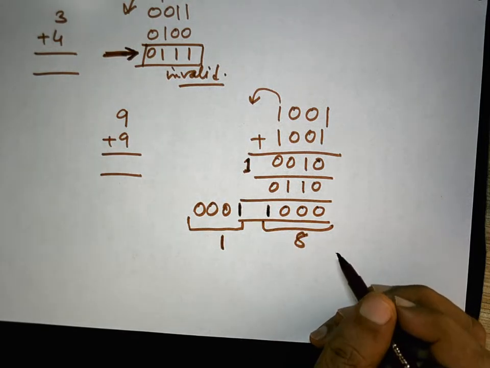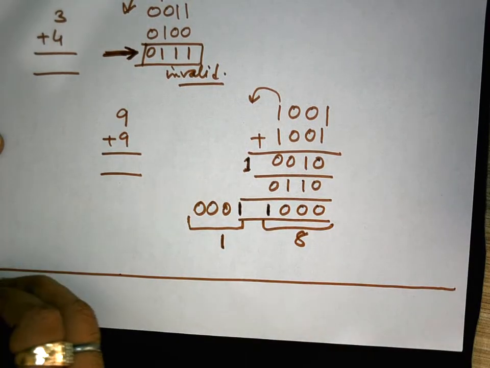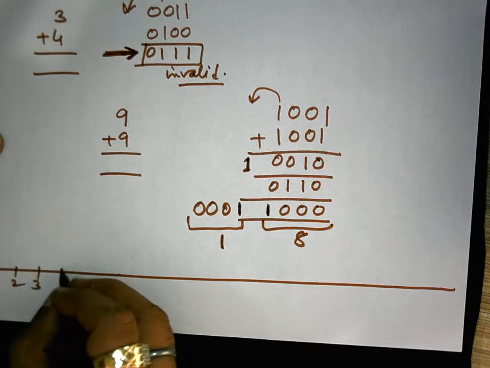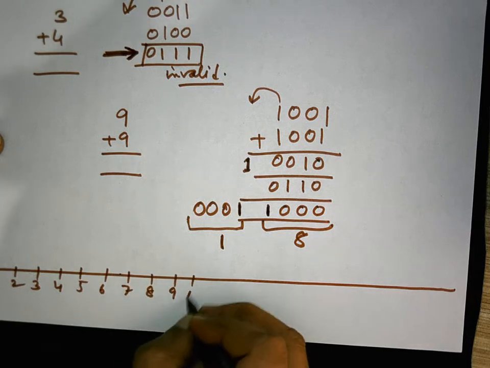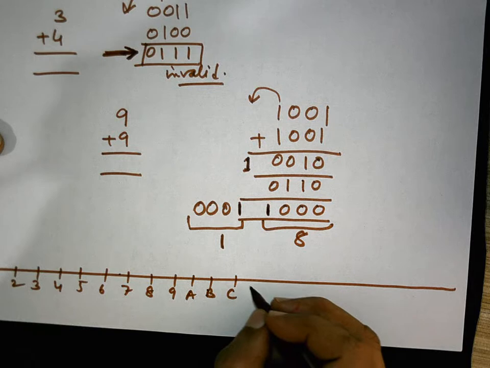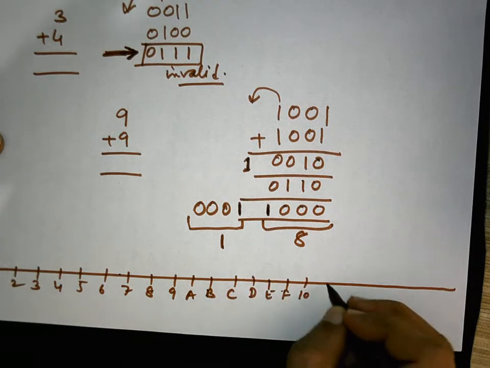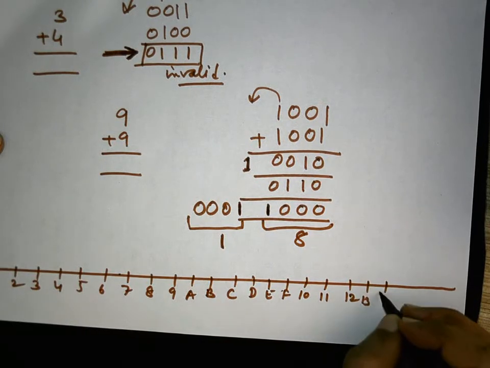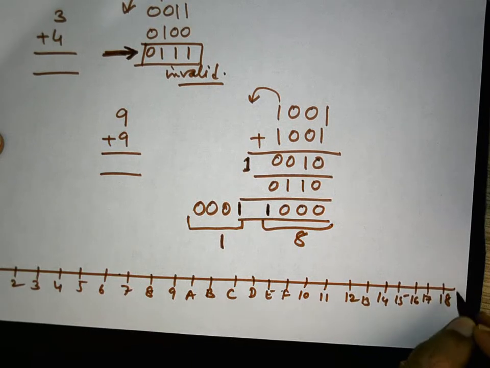So how did it all happen inside this calculator? If we see on the number line: 0, 1, 2, 3, 4, 5, 6, 7, 8, 9, A, B. The computer or calculator follows this pattern: C, D, E, F, 10, 11, 12, 13, 14, 15, 16, 17 and 18. 19 is not required.